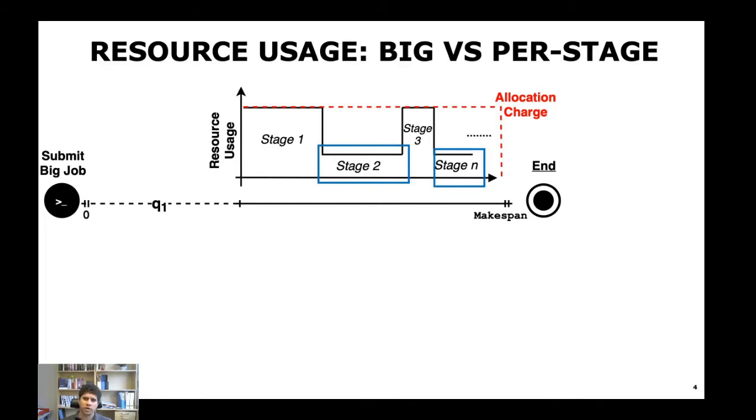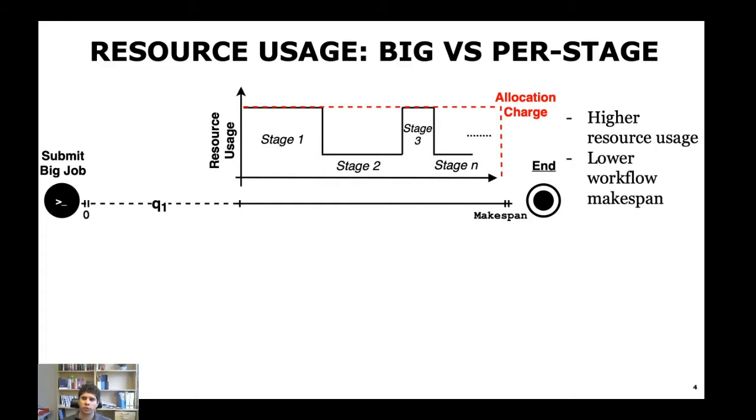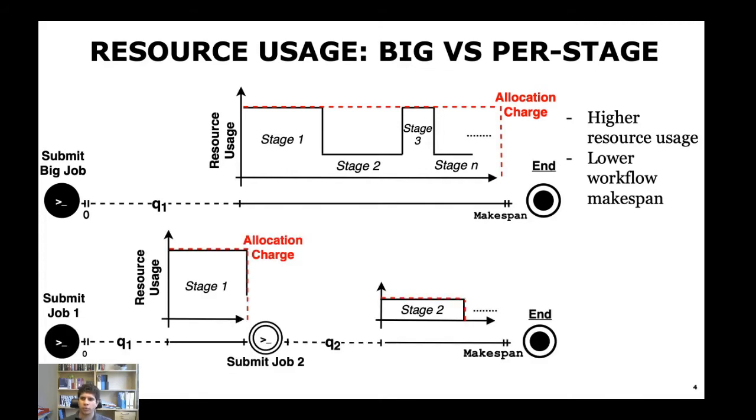The big job strategy may lead to a lower total workflow makespan because the job goes through the batch queue only once. However, as the example shows, it allocates resources in a worst-case setting. On the lower figure, in the per-stage strategy, a workflow is allocated only as many resources as needed following each stage. The change in the amount of resources happens at the end of each stage.